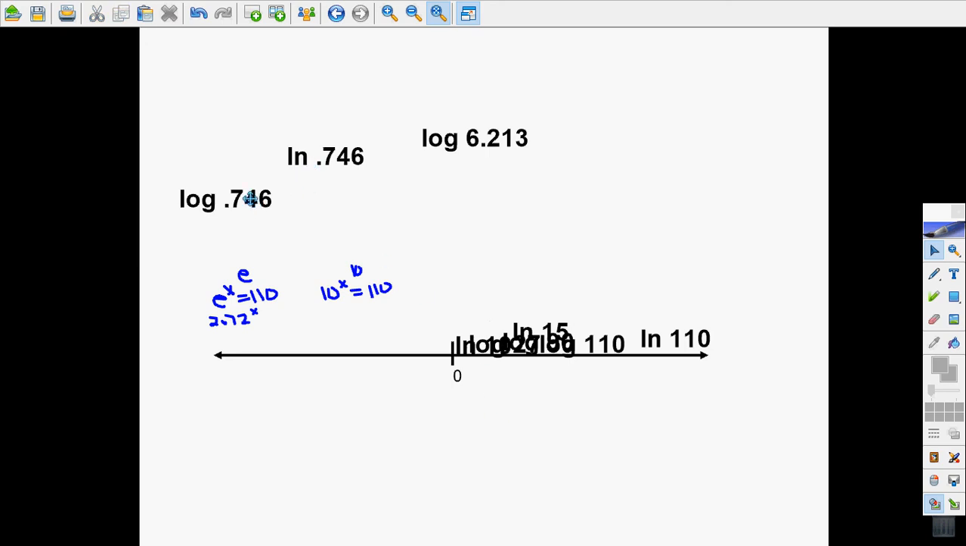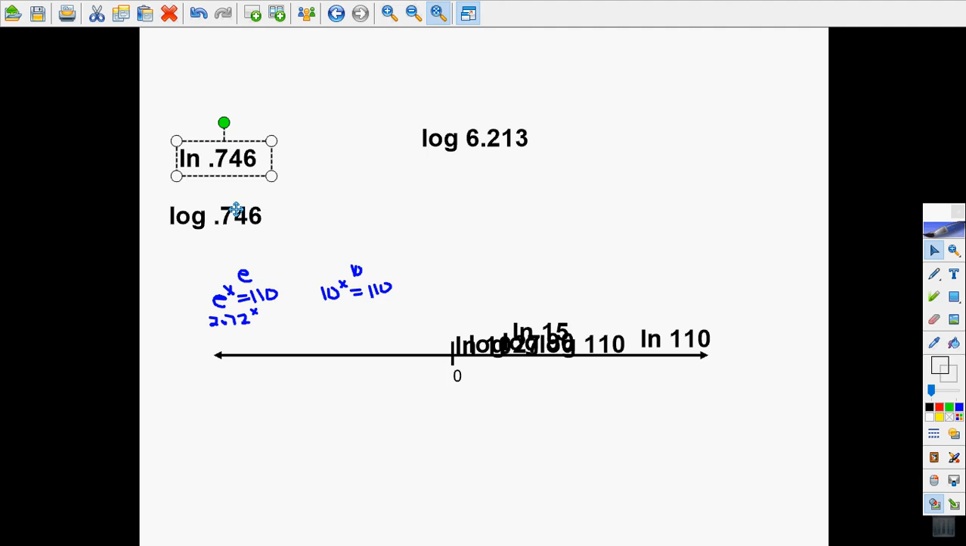How many times do I need to take E times itself to get 0.746, right? Or sorry, E is here, and then log. So which one's bigger? This is 10 to some power to get 0.746. This is E to some power to get 0.746, right? So we have to figure out which value is bigger. We can also plug in our calculator.